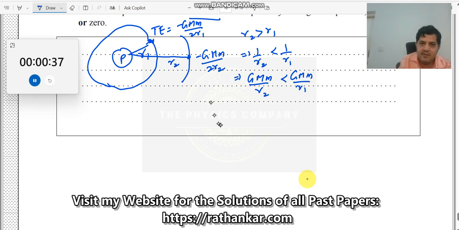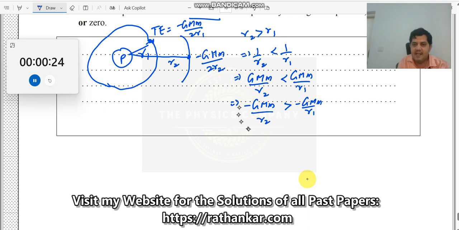Okay, but there is a negative here. If I multiply this by minus also, then I get minus GMm by R2 is greater than minus GMm by R1, right? So now you see what happens here. This energy is higher. If this energy is higher, that means you need to supply a larger amount of energy for it to go. In other words, the work done should be greater than zero. You should do more work to make this orbit go from here to here.